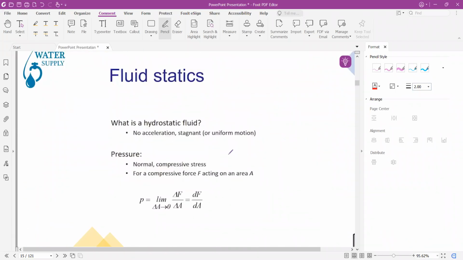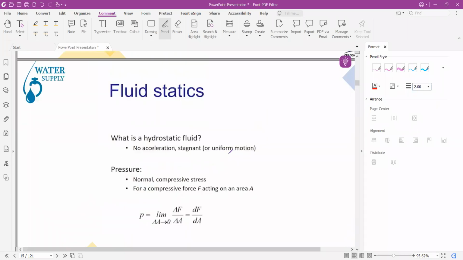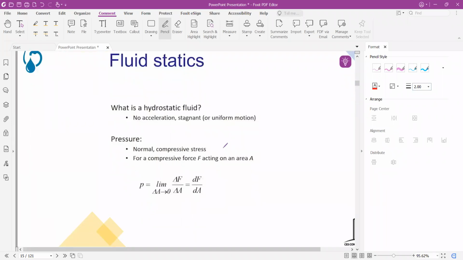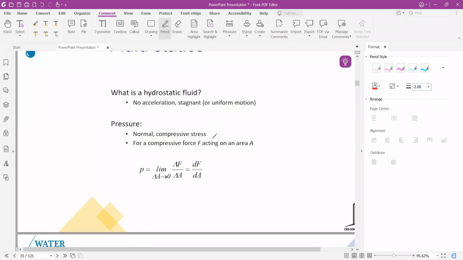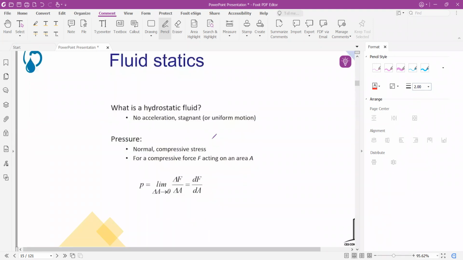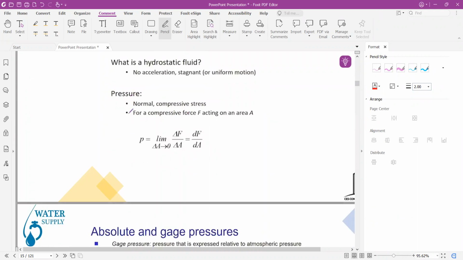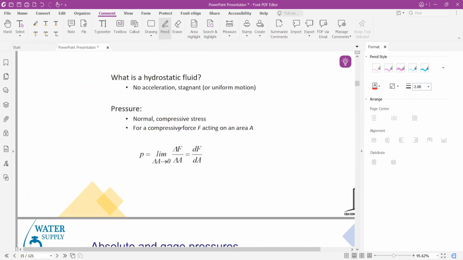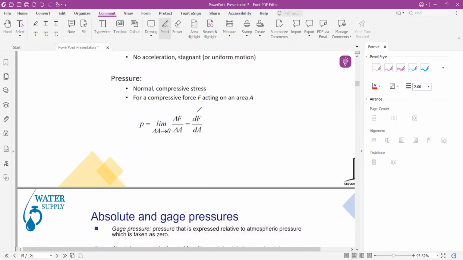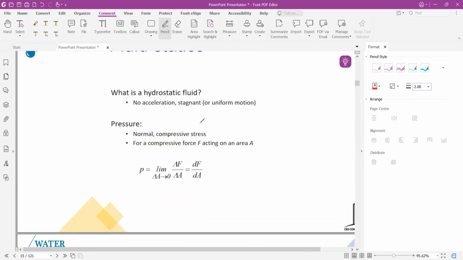Okay, let's also have a discussion on fluid statics to derive the hydraulic grade line equation. Hydrostatic fluids are basically those fluids having no acceleration and are stagnant at one place or in uniform motion. Normally, for the normal compressive stresses, for a compressive force acting on an area, we know the equation: the force per unit area is the pressure.